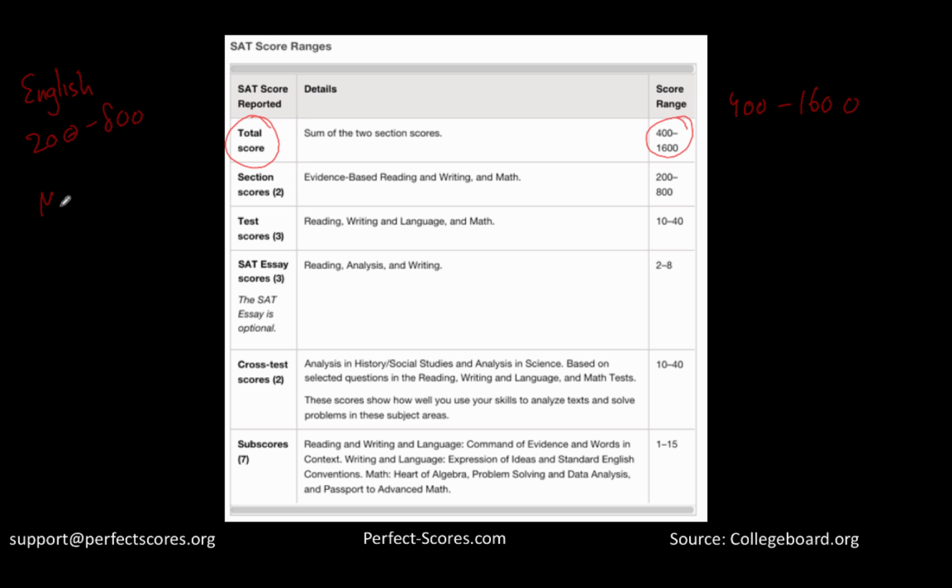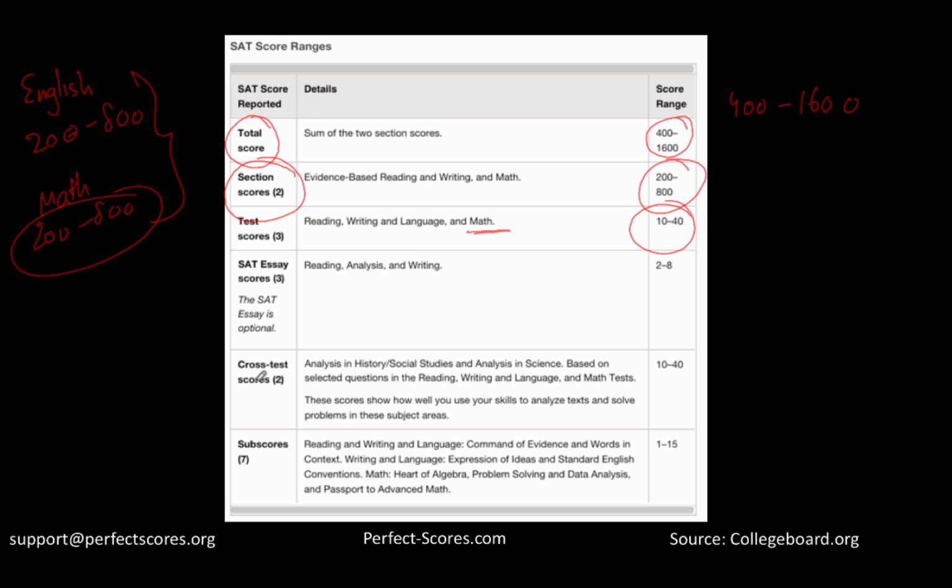And in the math section, you will be getting a score of 200 to 800. So your total score is going to be from 400 to 1600. And then you will be getting your section scores, that I was talking about, from 200 to 800. That's your section score in math. And then you'll be getting test scores, and for math that would be from 10 to 40. So that would be your test score.